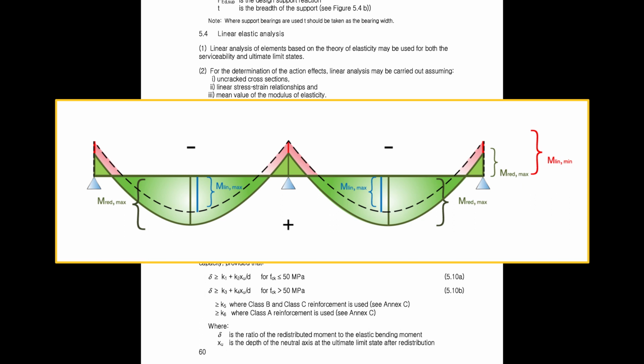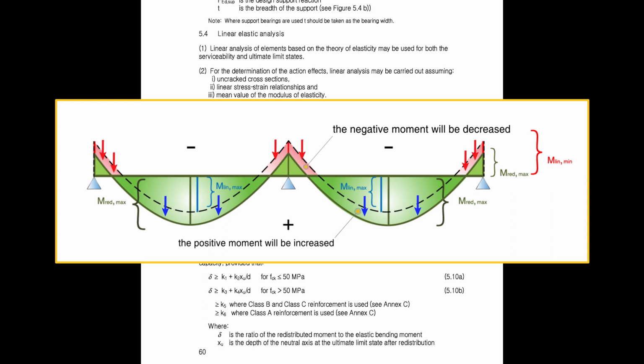If a hinge is created at the negative moment position in continuous beams or slabs, deflection will be caused and the moment will be redistributed. Thus, the negative moment will be decreased and the positive moment will be increased. This takes into account the plastic behavior of concrete.